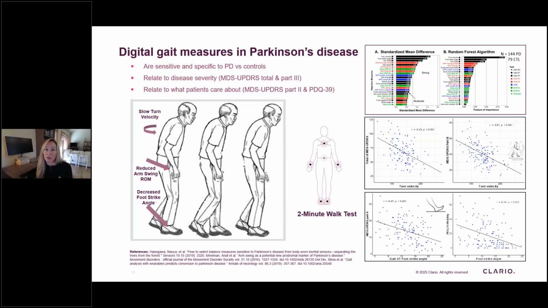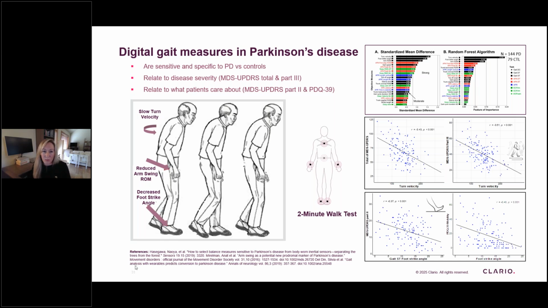So the MDS-UPDRS total, as well as the motor part 3, we see in the middle section on the right, a little bit small, relating these measures to turn velocity, and then also relating them to the patient perception, right? The MDS-UPDRS part 2, which is interviewing the patient about how they feel about these symptoms, as well as the PDQ-39, a quality of life questionnaire. So these measures are relating to things that the clinician is seeing, as well as how the patients are feeling. But it's adding value by quantifying things earlier than sometimes perception can detect.